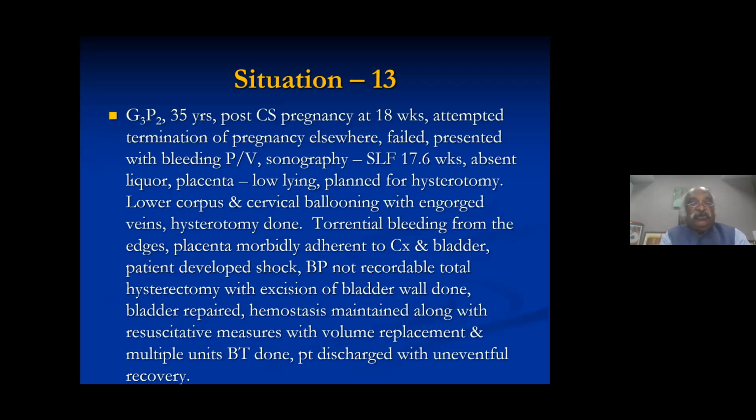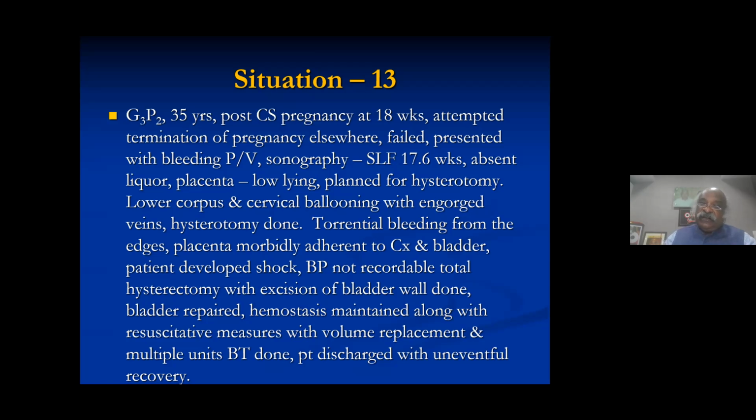Gravida 3, para 2, 35 years, post-CS pregnancy at 18 weeks, attempted termination of pregnancy elsewhere, failed, presented with bleeding PV. Sonography showed a single live fetus, 17.6 weeks, placenta low-lying, planned for hysterotomy. I opened the lower corpus, and there was cervical ballooning with engorged veins. Hysterotomy was done, and there was torrential bleeding from the edges.